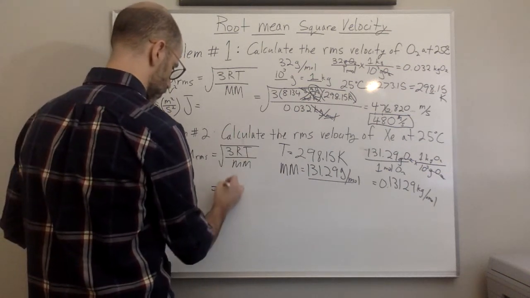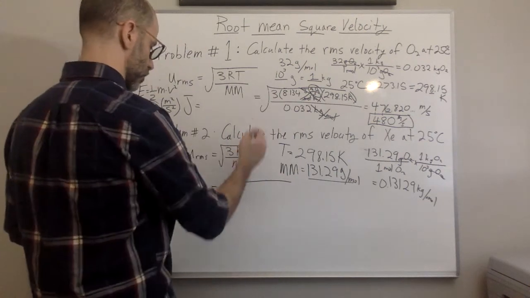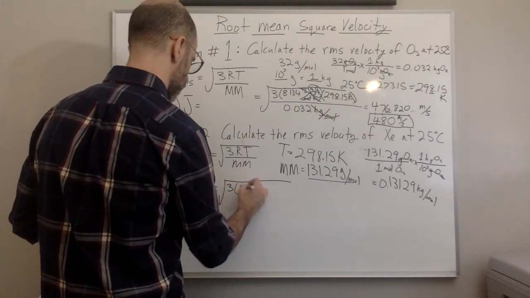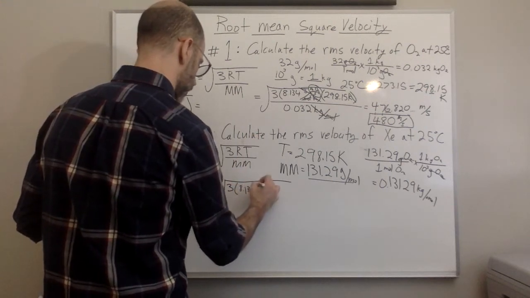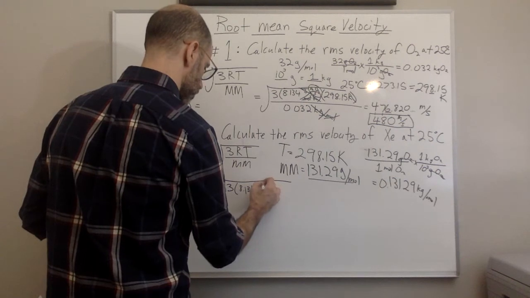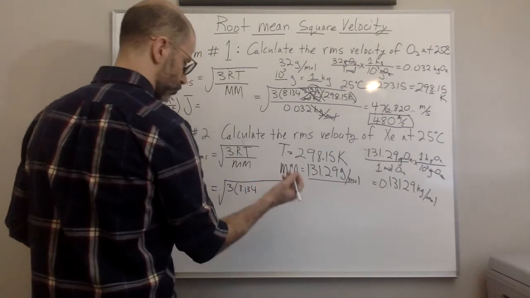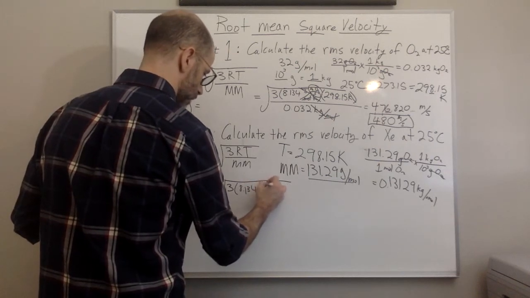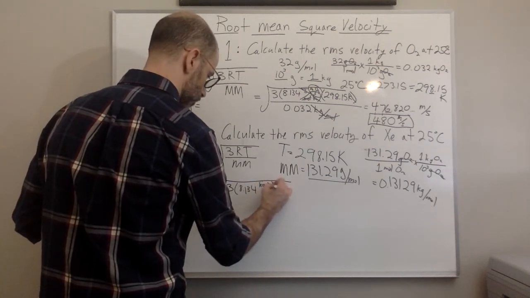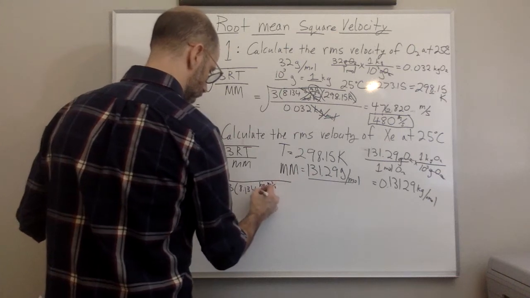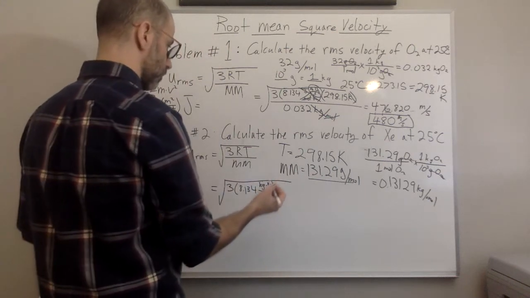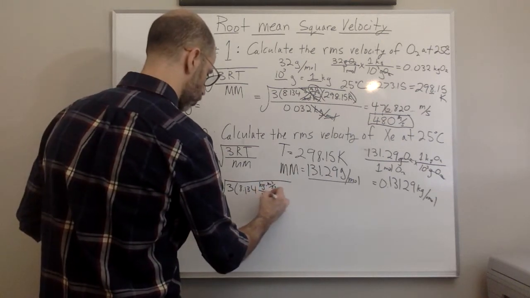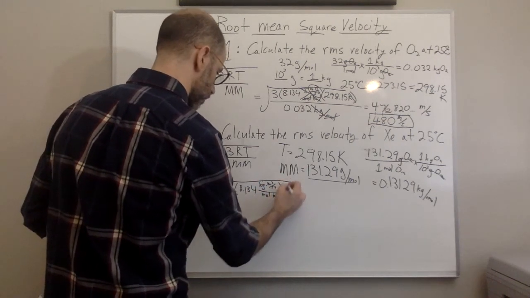So it's going to be the square root of 3 times R again, 8.314, and again, joules. But this time I'm going to replace joules with kilograms times meters squared over seconds squared, over moles Kelvin.